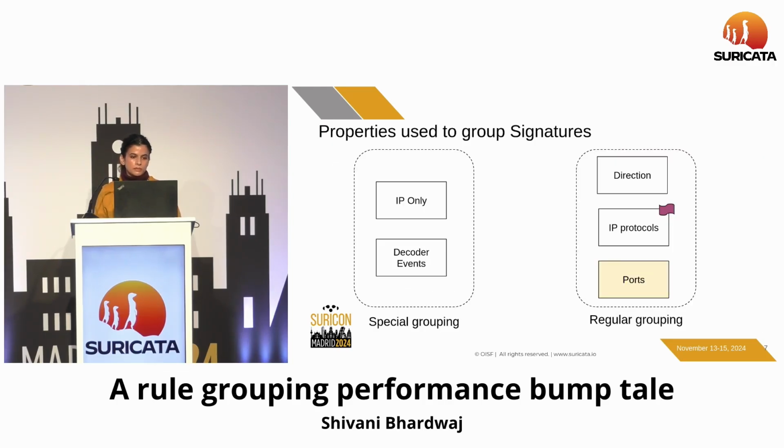So internally, we use some properties to group signatures. There are some special grouping cases. So say for IP-only signatures, which means the signatures that only match on IP addresses, and the signatures that are matching on decoder events, they are special cases, so they are grouped separately. And then there is regular grouping, which is done for most of the signatures that we see. This is done by direction, by the IP protocols in use, and the ports. The regular grouping by ports is what we are going to talk about moving forward.